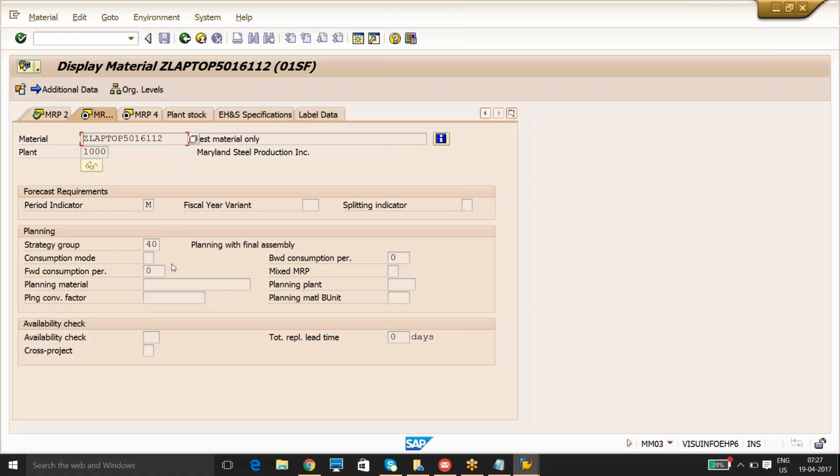So what are a few more internal settings, and how is this strategy group helping us to derive the whole product, especially in the GATP segment, which we will discuss.